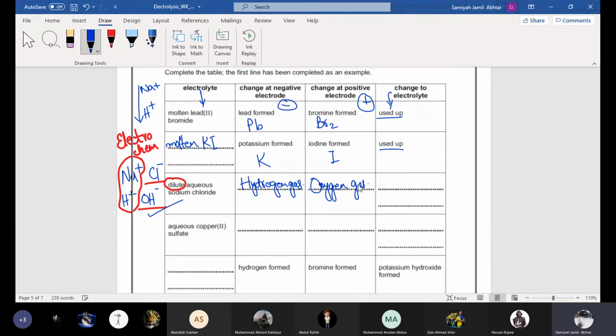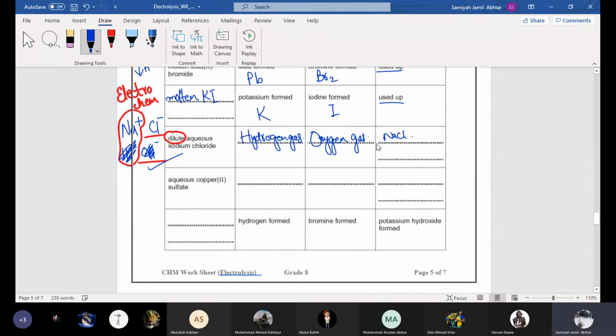Okay, then sodium chloride formed. Yes, so hydrogen and hydroxide are gone, so sodium chloride is left only. Okay, so you can write sodium chloride, NaCl, is formed, or it is left in the electrolyte.